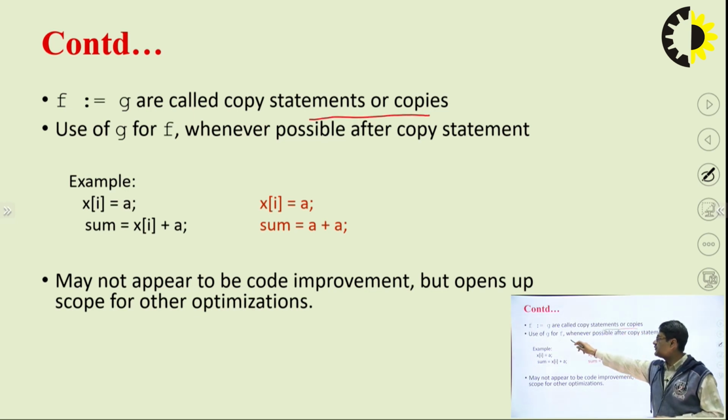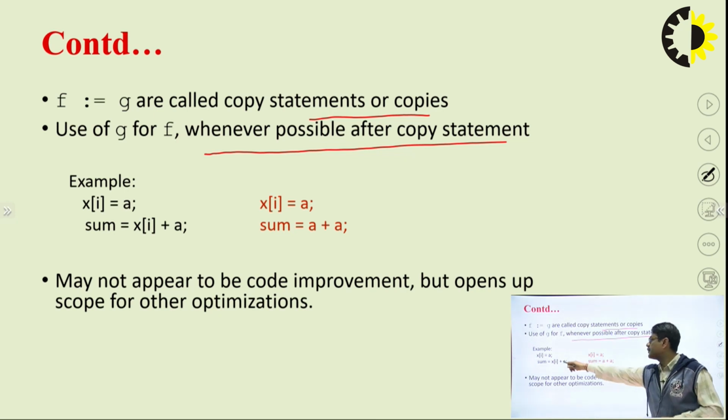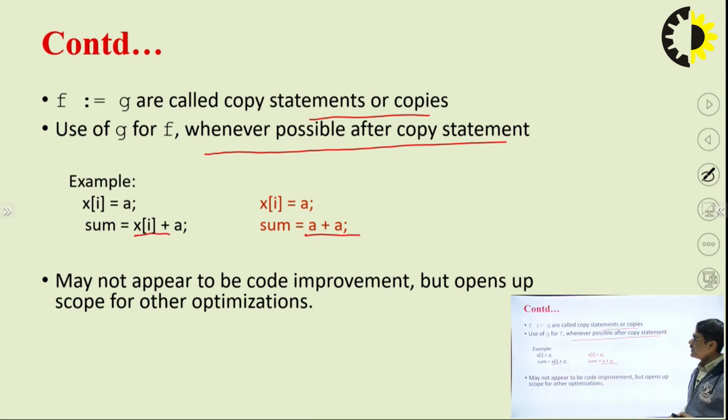Use g for f whenever possible after a copy statement. For example, xi equals a, sum equals xi plus a. So sum equals a plus a. Whatever xi equals a is there, you can replace xi with a. It is very easy rather than xi, because xi is basically a one dimensional array.